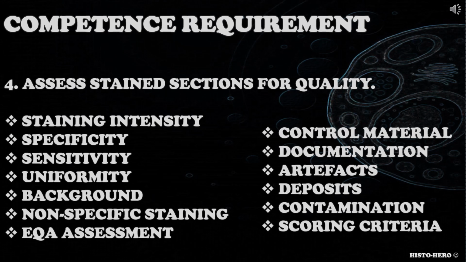The fourth competence requirement is assess stained sections for quality. Candidates should be able to assess quality of stained sections. Does the candidate assess stained section for quality correctly? Do they take correct steps during the assessment? Do they focus on correct features when assessing quality of staining? Maintain appropriate audit trail?